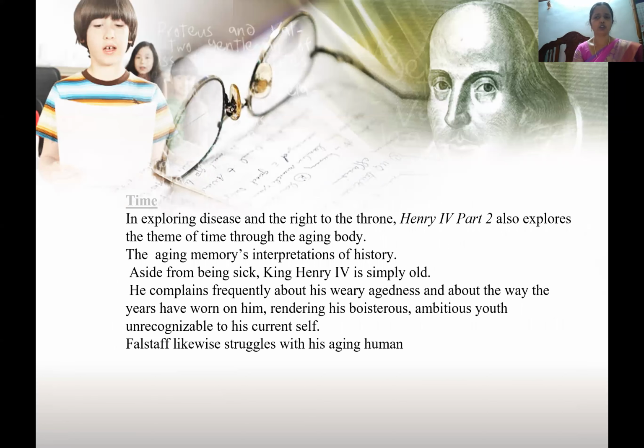Time is also one of the themes of Henry IV, Part 1. In exploring disease and the right to the throne, the play also explores the theme of time through the aging body, aging memories, and interpretations of history. Aside from being sick, King Henry IV is simply old. He complains frequently about his weary agedness and about the way the years have worn on him, rendering his boisterous, ambitious youth unrecognizable to his current self. Falstaff likewise struggles with his aging body.